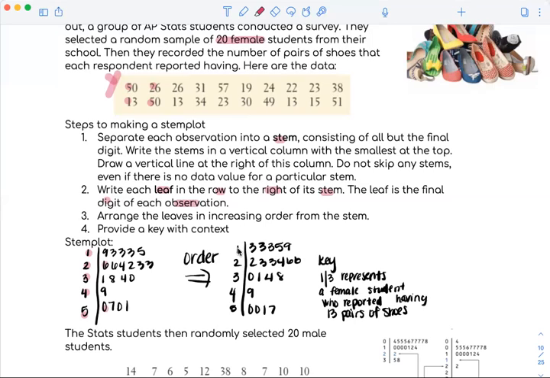So 1 and 3 in this case represents a female student who reported having 13 pairs of shoes. We could say that 2 and 3, right here, represents a female student who reported that she had 23 pairs of shoes. We had another student who reported 23 pairs of shoes. So that's how we make a stem and leaf plot. So right here, this is your final key. Typically the first step is this, and then this is the last step, and you must have a key.